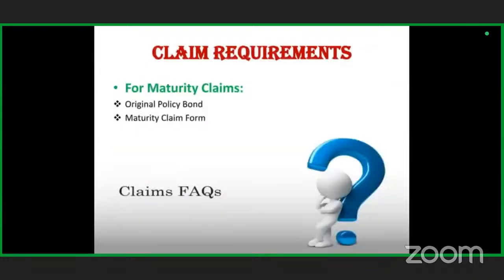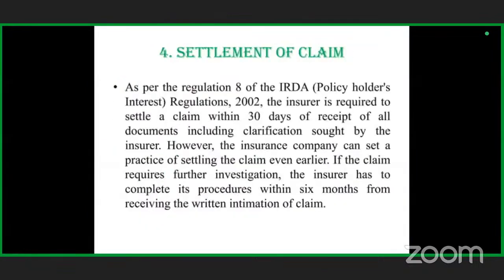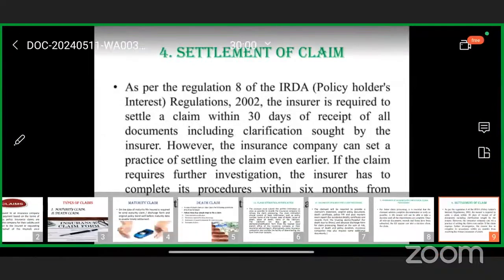Okay. Then claim requirements for maturity claims. Maturity claims are nothing but the term is completed and the policyholder has survived. So the original bond has to be submitted, along with the maturity claim form obtained from the nearest branch of the insurance company or from the agent, or downloaded and submitted to the insurance company. Okay, so this is the information regarding the settlements.